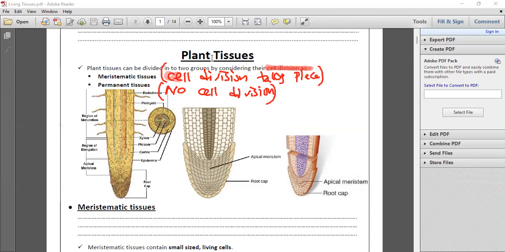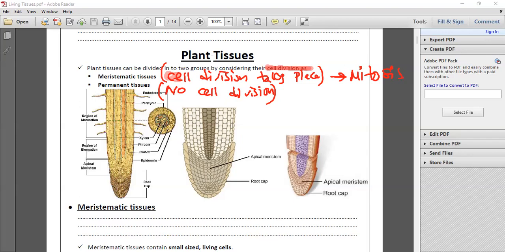Plants contain two types of tissues. How do we categorize them into two? By considering the cell division of the cells. Meristematic tissues contain cells which have the ability to divide by cell division. Mitosis is the cell division. Okay, so you can write that down: mitosis is cell division, right? So by mitosis, cells in the meristematic tissues can be divided.